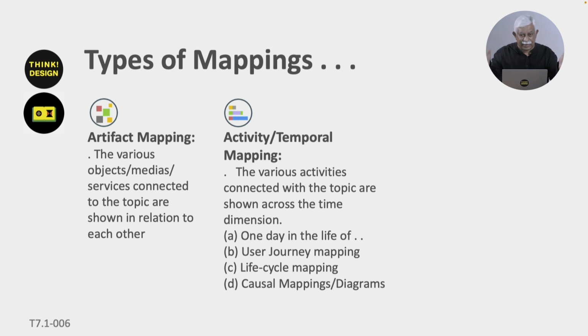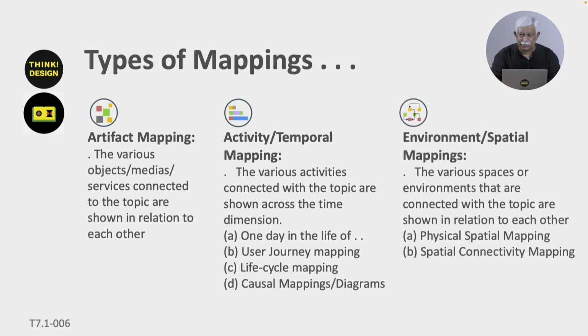It could be life cycle mapping, that means it starts in some place and gets back to the original place, especially meaningful for products. It can also be causal mappings. Causal mappings are where the interdependencies of the variables are connected together. So, you kind of do a network of them, that could be the causal mappings.